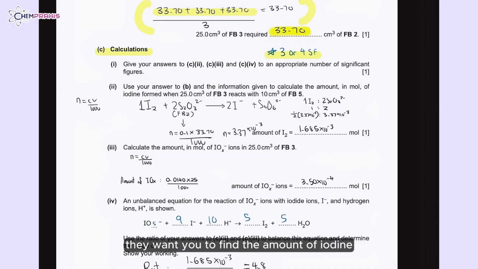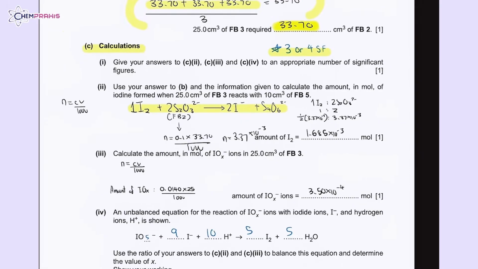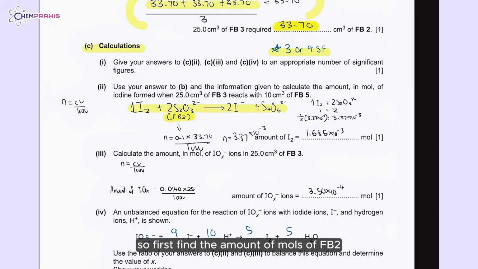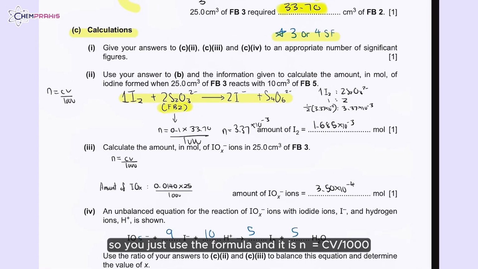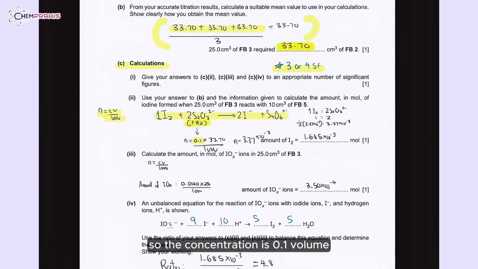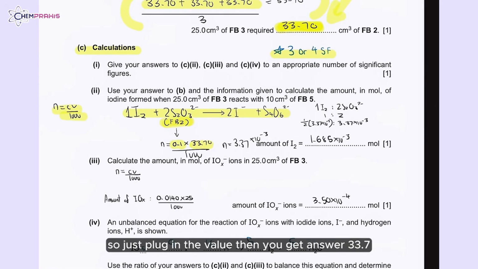For the next question, they want you to find the amount of iodine. So this equation is from here. You already know that this is Fp2. So first find the amount of moles of Fp2. At the front here, you can find it's a 0.1 concentration. So you just use the formula n equals CV over 1000. The concentration is 0.1, and for the volume at the top here, you already know that you use 33.7. So just plug in the value.